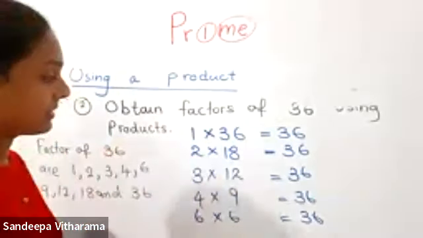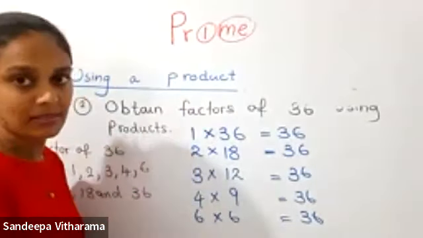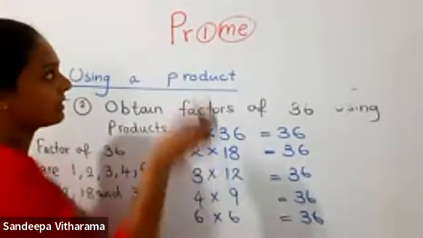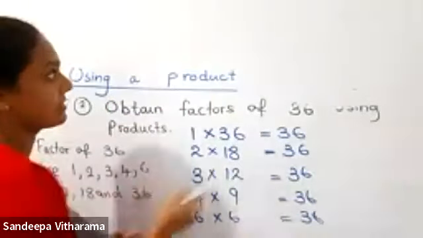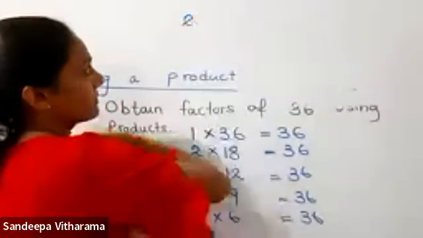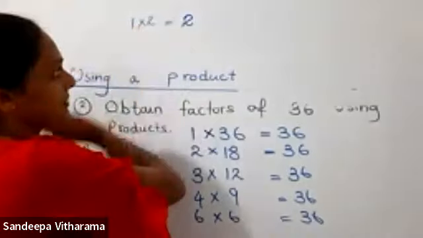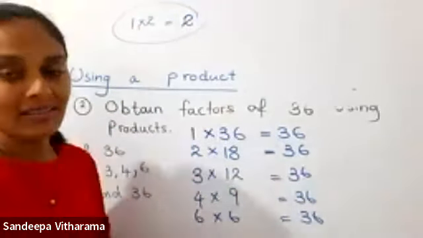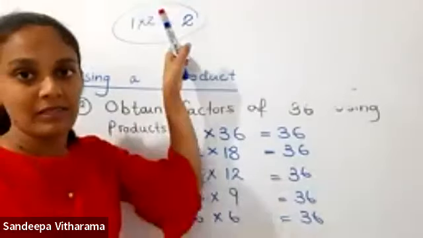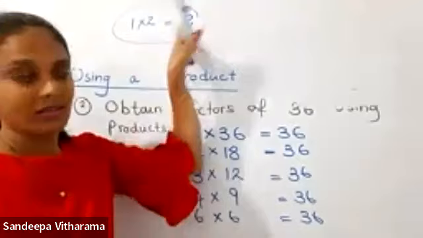Now look, how many factors does 36 have? Only 1 and 36? No. But if we consider the two numbers I mention, if we consider 2, we can obtain 2 by multiplying 1 and 2 only. 1 into 2 only. That means 1 and me.